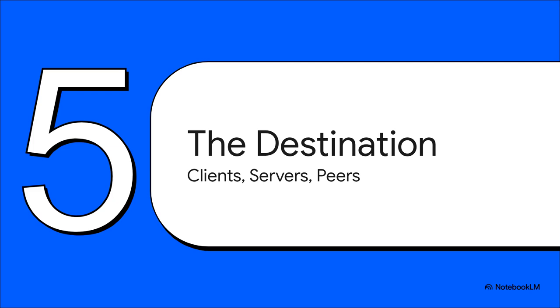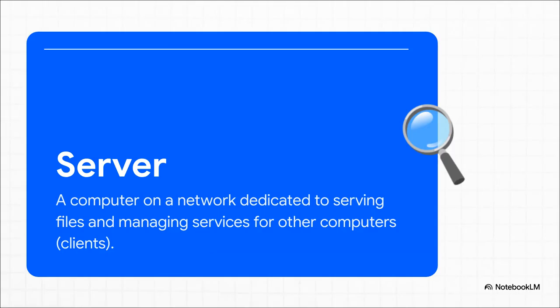Okay, our packet has crossed oceans and continents, hopping between countless routers, and it's almost there. It's about to arrive at its destination computer. But what kind of computer is it? Well, in the world of networking, there are basically two main models for how devices interact. Since our packet is asking for a website, its destination is a server. A server is not like your desktop PC. It's a high-performance machine, usually living in a massive data center, whose entire job is to serve up data, like web pages, videos, or files, to other computers.